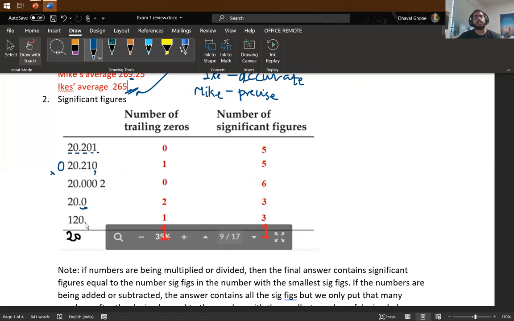In this case, the decimal point is after the 0. So everything on the left of the decimal place is counted for significant figures. So there are also 3 digits. But if I write just 20 or just 120, that 0 is not counted for significant figures because there's no point over here. So I would only say there's one significant figure in this case. Okay.